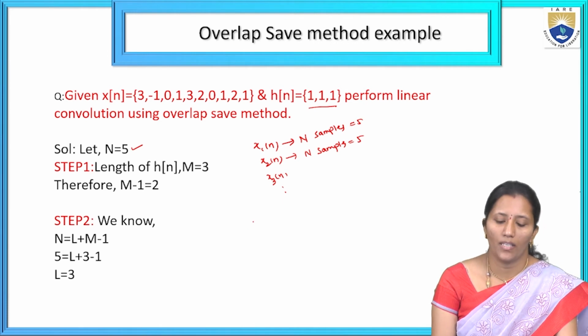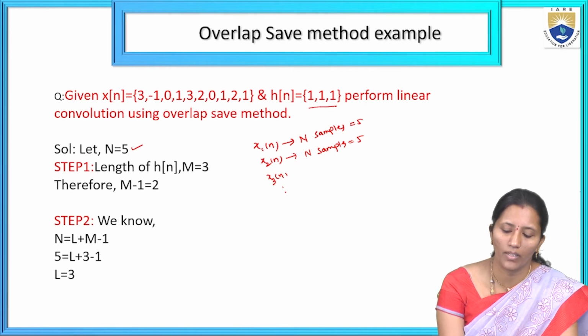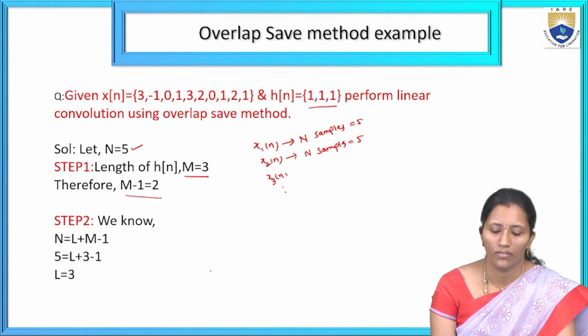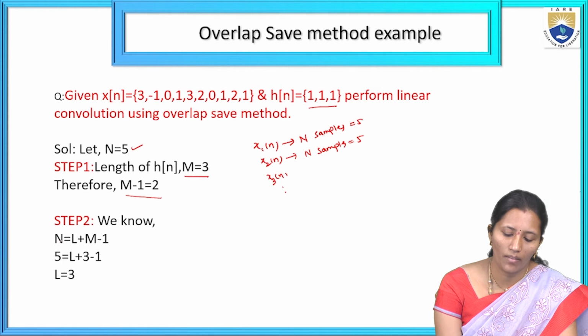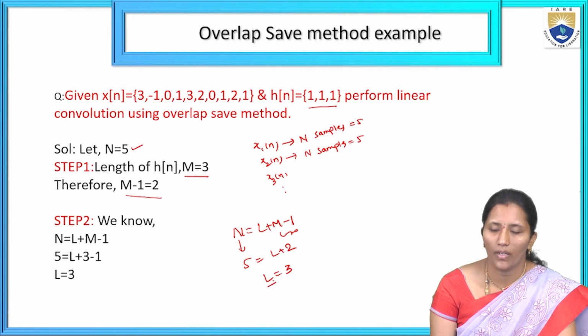So in step 1, first find out the length of the impulse response. The impulse response is 1, 1, 1. So here we have 3 samples. So capital M is 3 samples. From that, M-1 will be 2. And we are assuming the N value. We know N is equal to L plus M-1. We are assuming the N value and we know M-1, so from that we should get L is equal to 3. So we have to find out the L value.